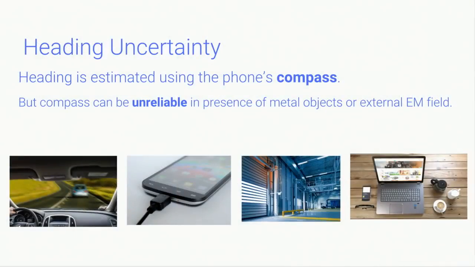But how do you find heading uncertainty? To understand that, let's see how heading is actually being computed. So heading today is estimated based on the phone's compass. And as many of you know, the phone's compass can be very unreliable in the presence of metal objects or external electromagnetic fields. Simple cases, for example, if you're in a car, or you're charging your phone, or even simple things like you keep your phone next to your laptop, it's possible that the phone's compass will become uncalibrated and hence unreliable. And all of this ties to the heading uncertainty that we are after.